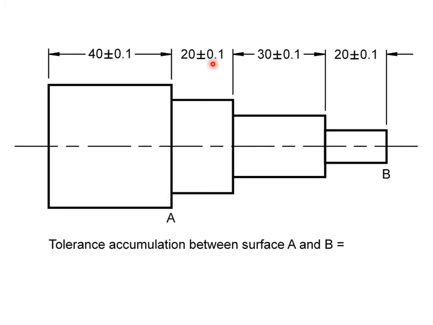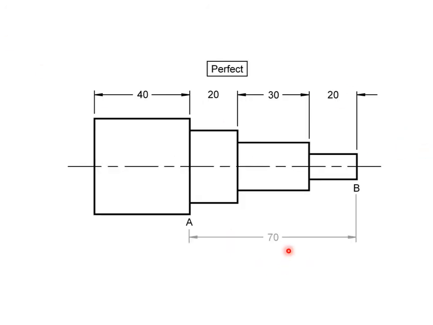So if we take plus or minus 0.1, plus or minus 0.1, plus or minus 0.1, combine them, that'll give us a tolerance of plus or minus 0.3 with the total dimension of 70, which is 20 plus 30 plus 20 is 70. This is not a good way to dimension an object, this continuous chain dimensioning. Next slide.